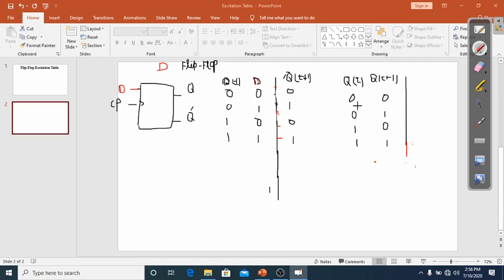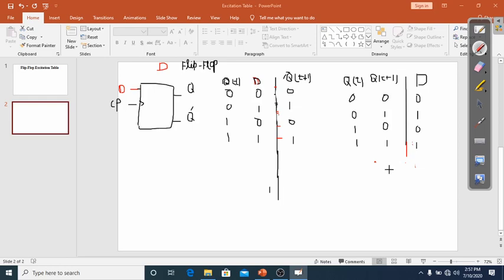Now let us talk about excitation table. When present state is equal to 0, next state is equal to 1, the input D is 1. Whenever the next state is equal to 1, the input would be equal to 1, and whenever the next state is 0, the input would be 0. So this is the excitation table for D flip-flop.